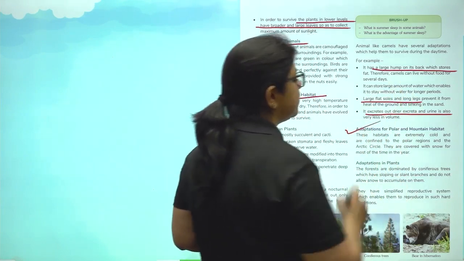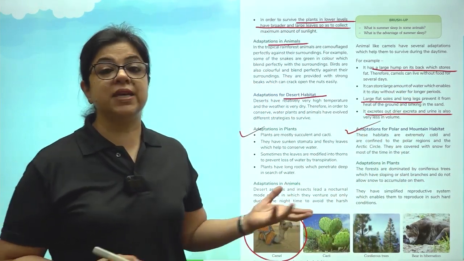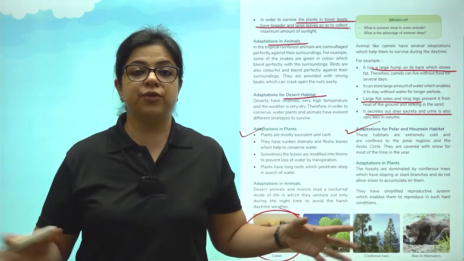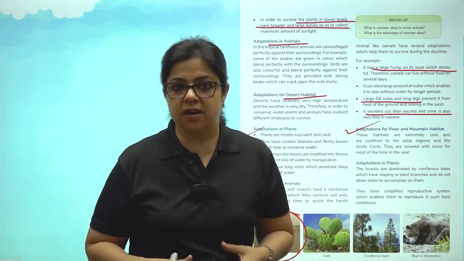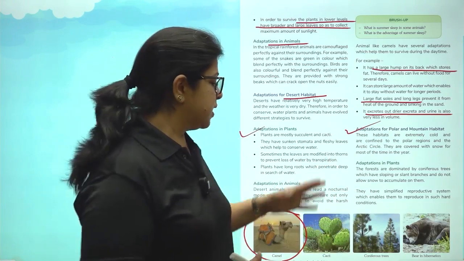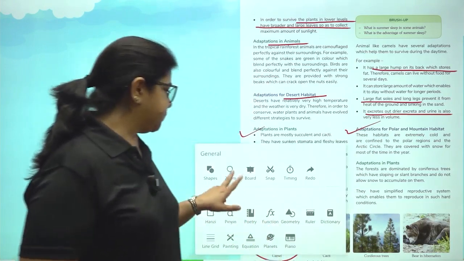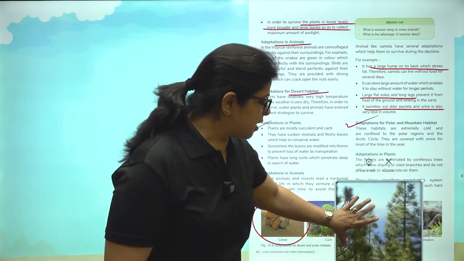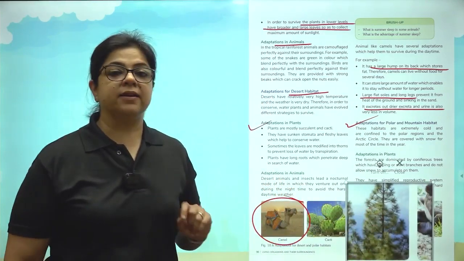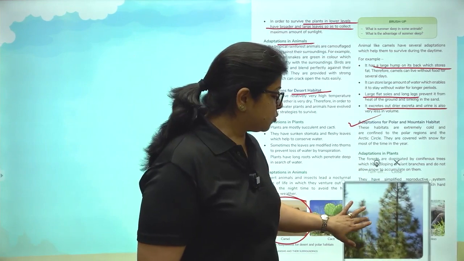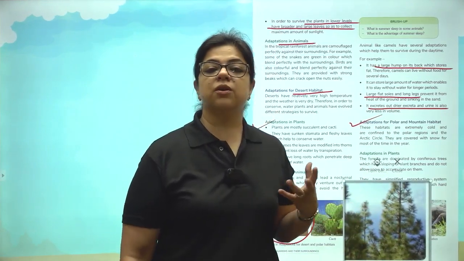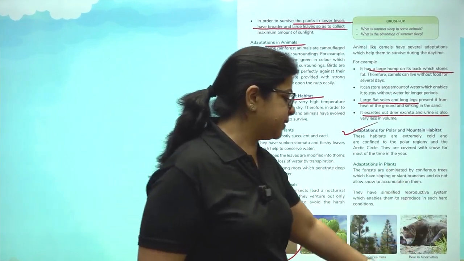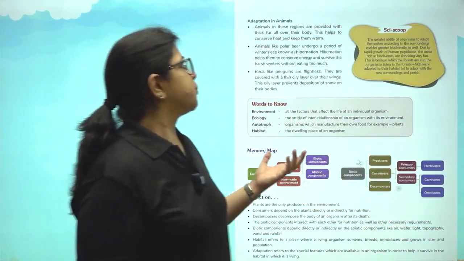Coming to polar and mountain habitat, again we know that polar bears are white in color so that they can camouflage. Even the Arctic fox is white in color so that it can camouflage. Just like the trees in the desert region, here also the leaves are reduced to spines. Why? So that they do not cause a lot of transpiration, because water is a problem in these areas also.